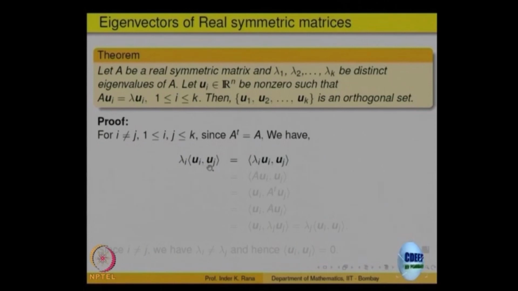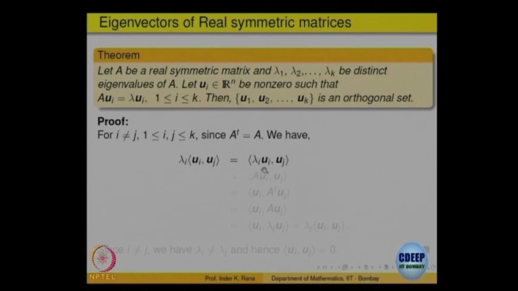Let us prove it. The proof just uses the definition of the dot product. Take any two i not equal to j, and we are given A is equal to A transpose. Let us look at lambda i times the dot product of ui and uj. What is my aim? The aim is to show that the dot product is equal to 0. If I want to show they are perpendicular, ui must be perpendicular to uj, meaning the dot product is equal to 0. That is why I am taking the ui uj dot product, multiplying with my scalar lambda i, the corresponding eigenvalue. This lambda i I can take inside.